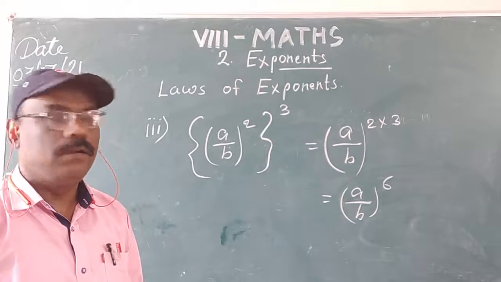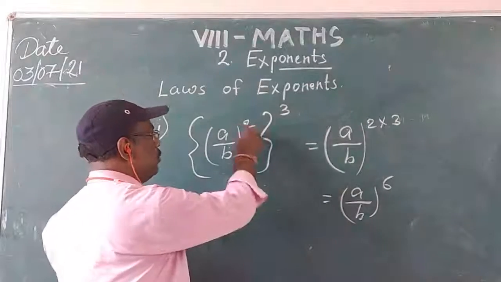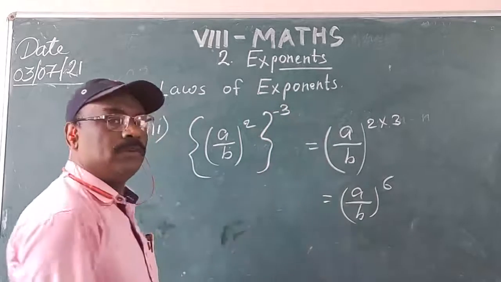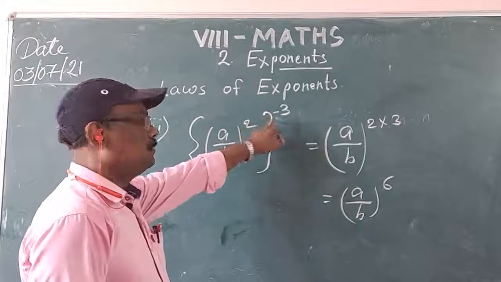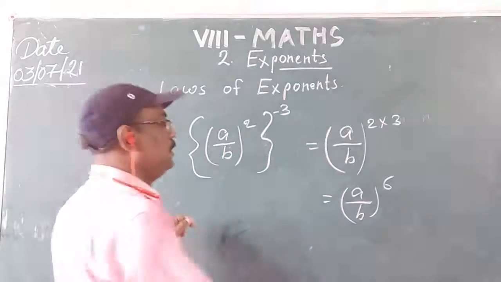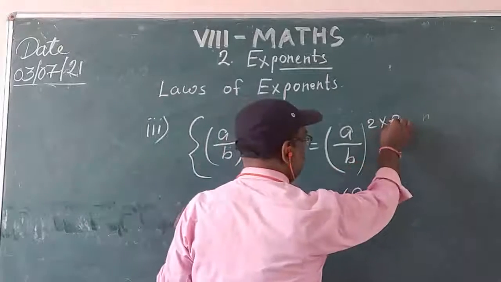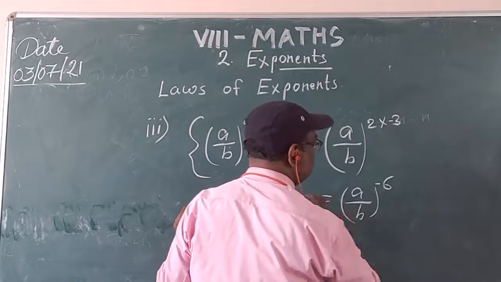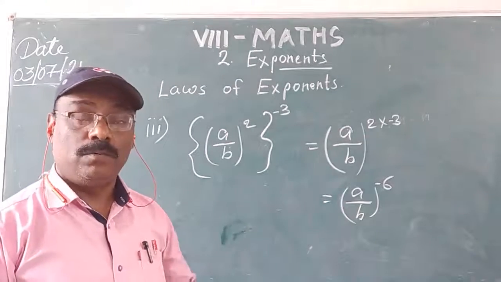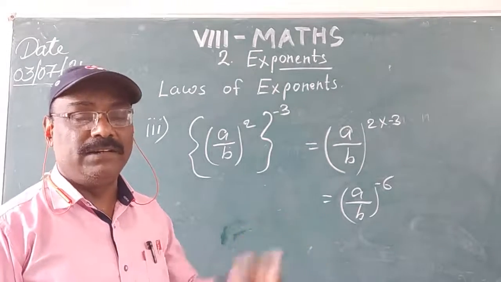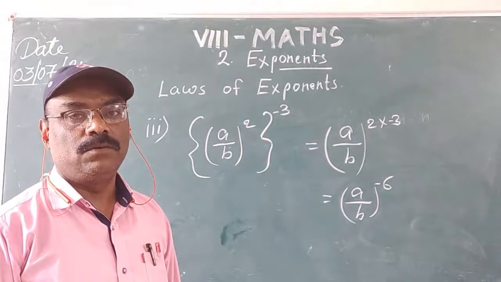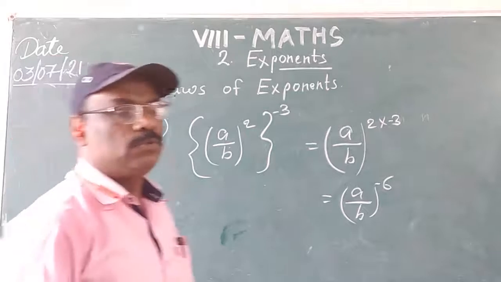Okay. Suppose one of the powers has a minus sign, like minus 3. So 2 is plus, 3 is minus. Plus into minus, we will get minus. So here we write the answer with a minus: (a/b) to the power 2 into minus 3, we will get minus 6. Okay. So this was the third law.